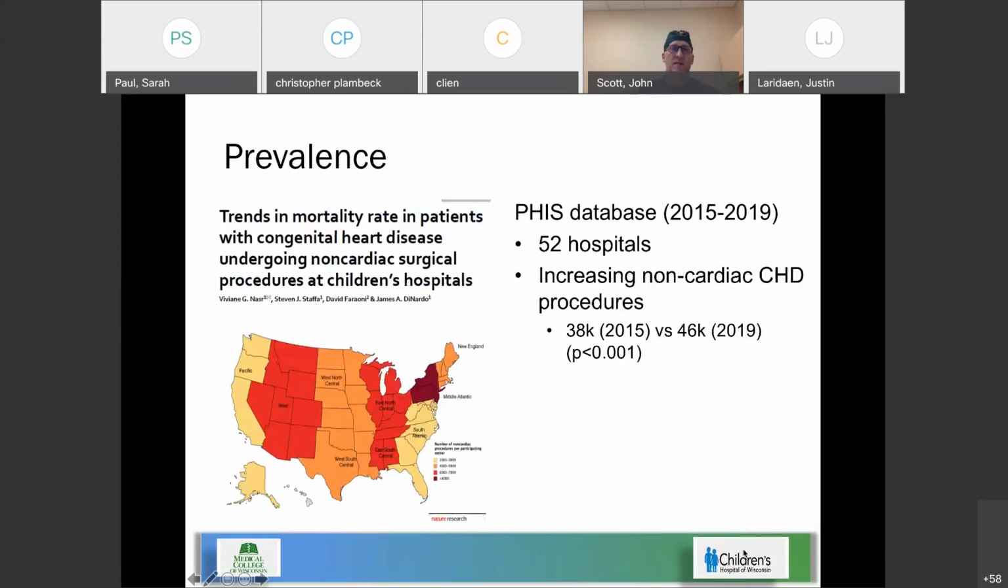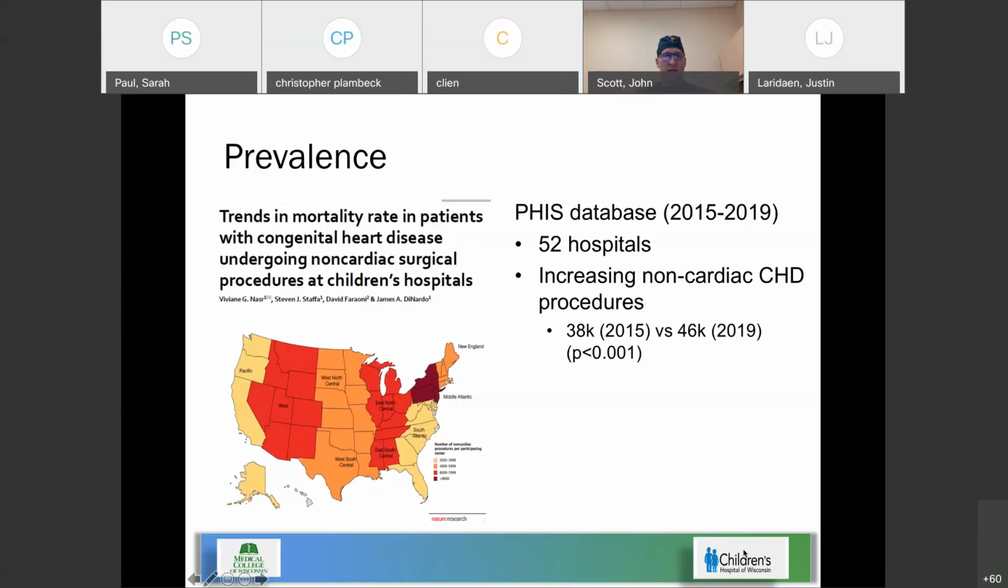This is a more recent study from Nature Research from 2020. This was a database study from the Pediatric Health Information Systems database, which includes 52 hospitals, of which about 38 reported. The diagram on the bottom left shows the number of non-cardiac procedures per participating center.